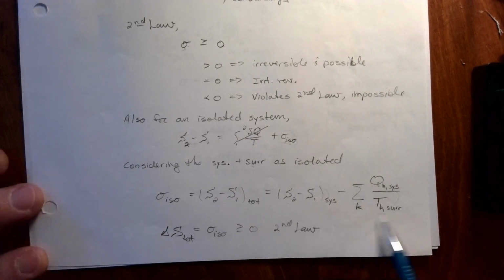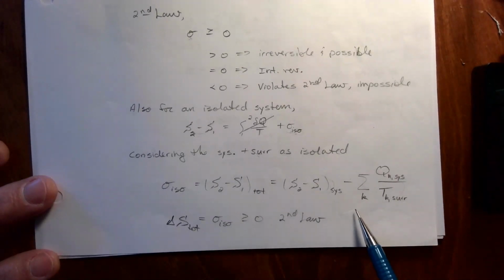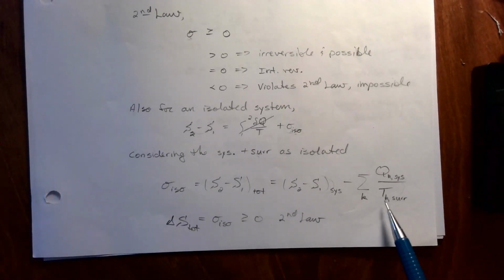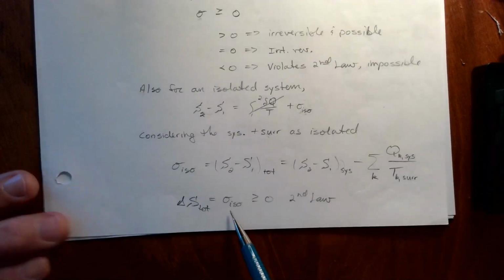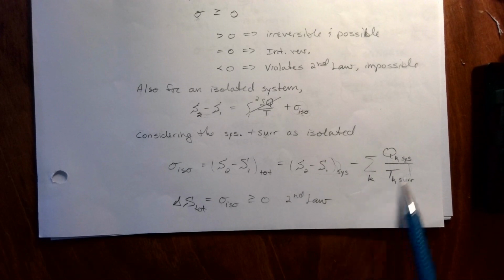So we can use this as well as checking the second law. The value of this is that we only need to know the temperature of the surroundings here, not the temperature of the boundary of the system, or even the temperature of the system, to evaluate the second law this way. So we can evaluate the second law with sigma isolated, which means sigma of the system plus the surroundings, and we would use this equation.